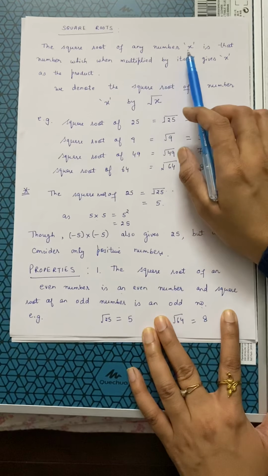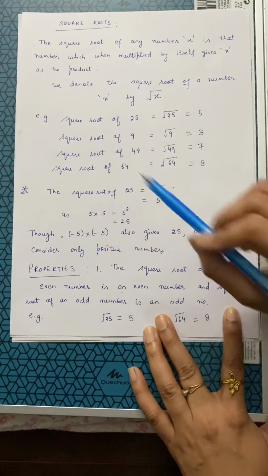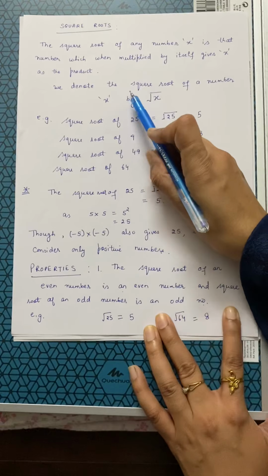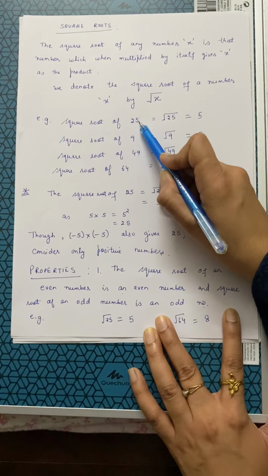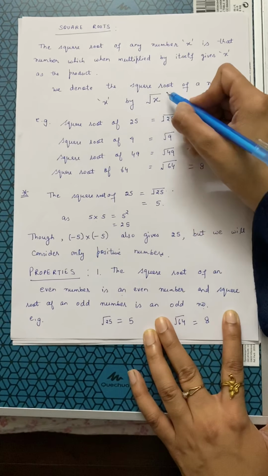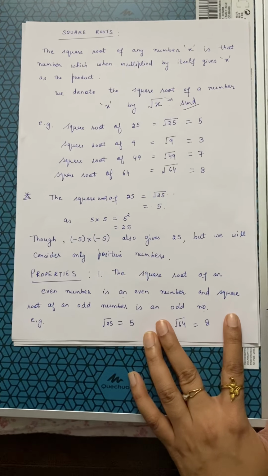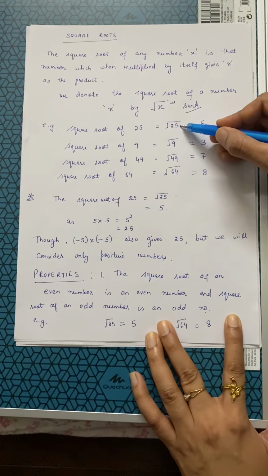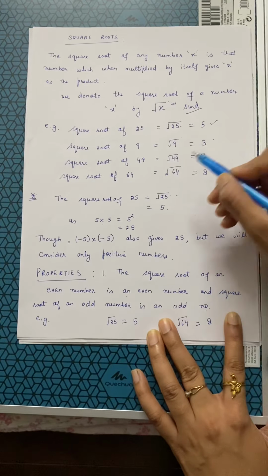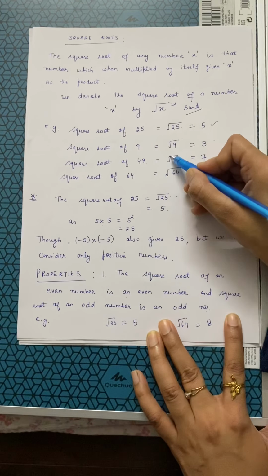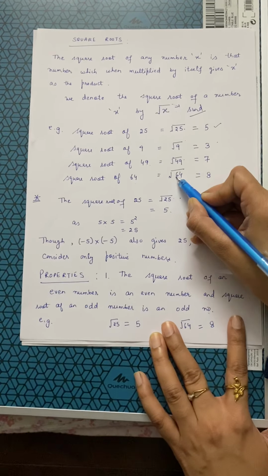The square root of any number x is that number which when multiplied by itself gives x as the product. Now we denote the square root of a number x by the square root of x. Square root of 25 can be written as √25. The symbol is called a surd, so this symbol is to be kept there. Square root of 25 is 5. Square root of 9 is 3. Square root of 49 will be written √49. Square root of 64 will be written √64.